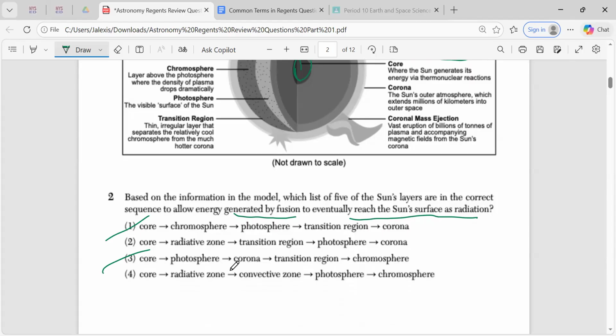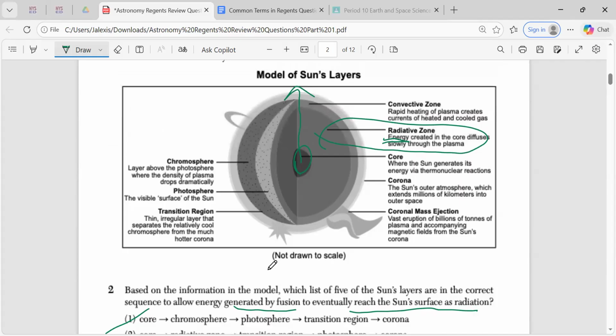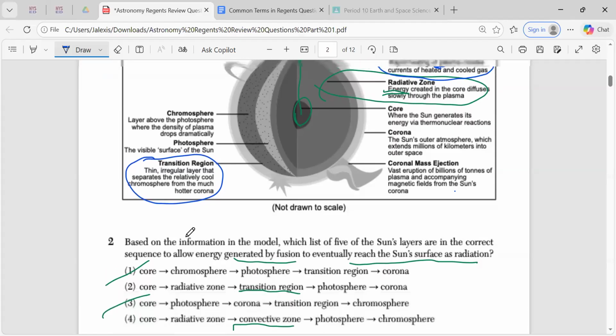Now I have to determine whether the next is going to be the convective zone or the transition region. So let me take a look at the two. All right. When I see convection zone, we ended up through the plasma. That's where we last left off. And then I see rapid heating of plasma, keyword, creates currents of heated and cooled gas. And let me see the transition region. Thin, irregular layer that separates the relatively cool chromosphere from the much hotter corona.